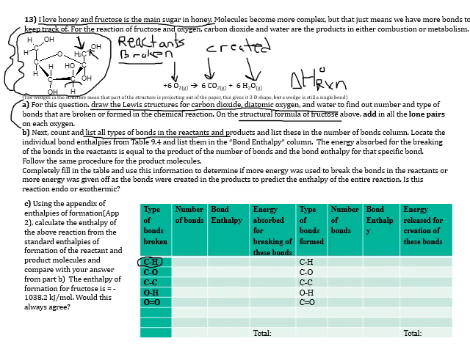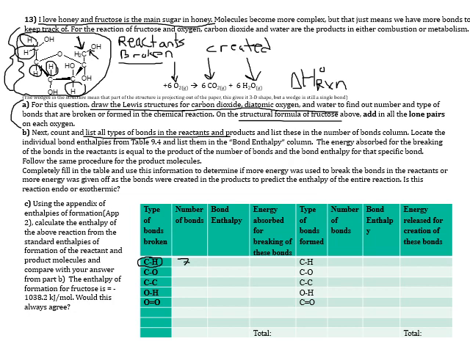Here is a C-H bond. So that makes 3. This makes 4. This one makes 5. And this one makes 6. And this one makes 7. So there are 7 C-H bonds in fructose and in all the reactants. So that's where we would put our 7.